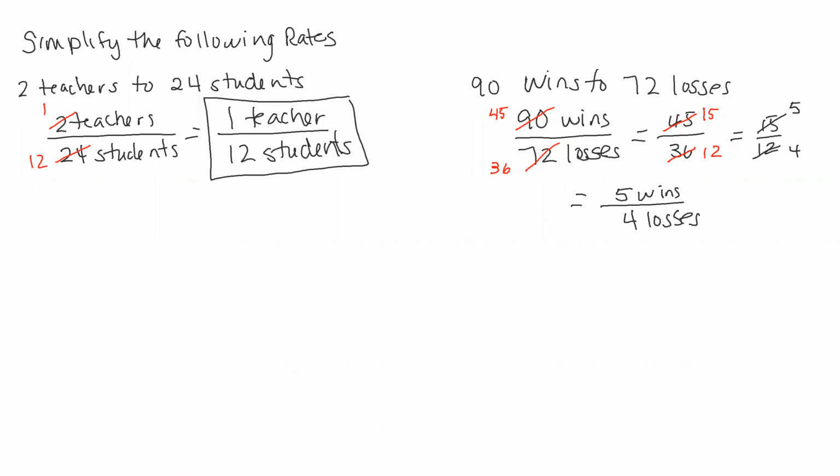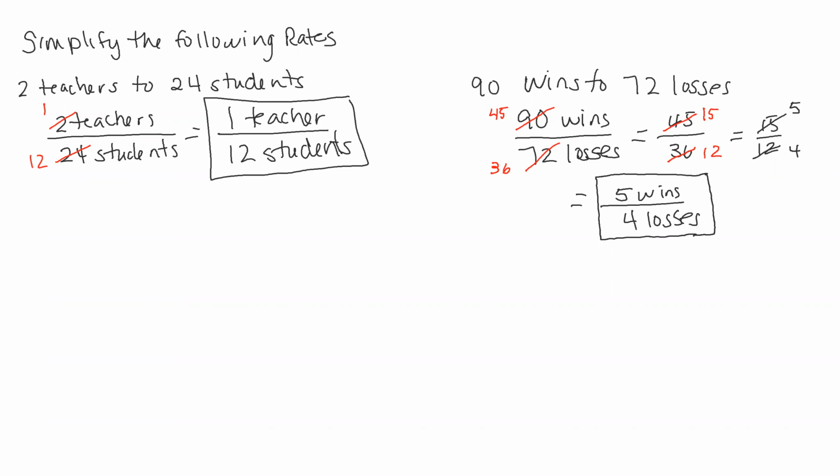All right. So in that case, again, would we want to write this as 5 1/4? Absolutely not. We want to leave this as an improper fraction. So 5 wins to 4 losses. Now, if right off the bat you saw a larger number that would divide into 90 and 72, use it. I just wanted to remind you how to reduce if you had larger numbers that you didn't find the greatest common factor for.